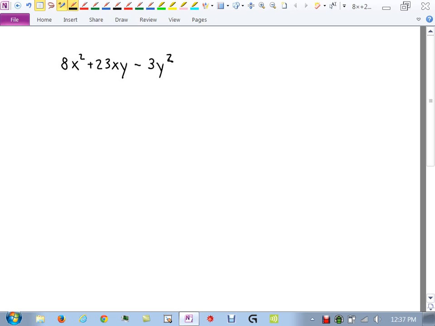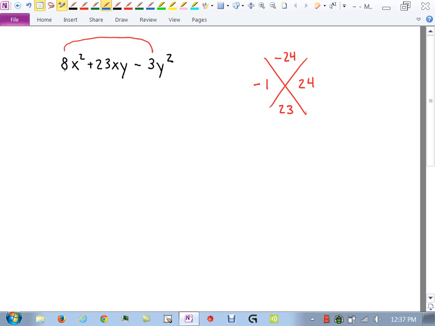There are three terms, so we try this AC thing. So we multiply the 8 times the negative 3. That gives us negative 24. The number in the middle is 23. And so we try and come up with our two numbers, which are negative 1 and positive 24. That works. That's the way you did it, just like that?